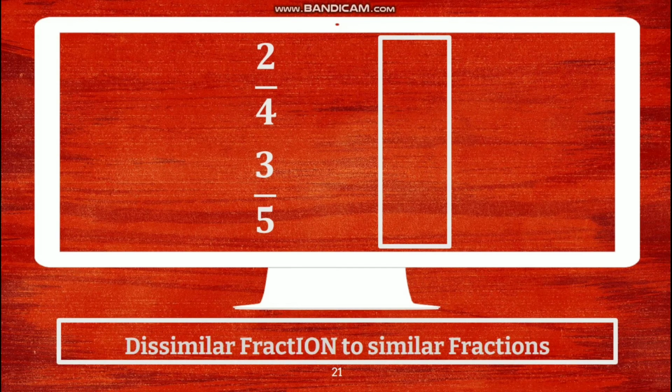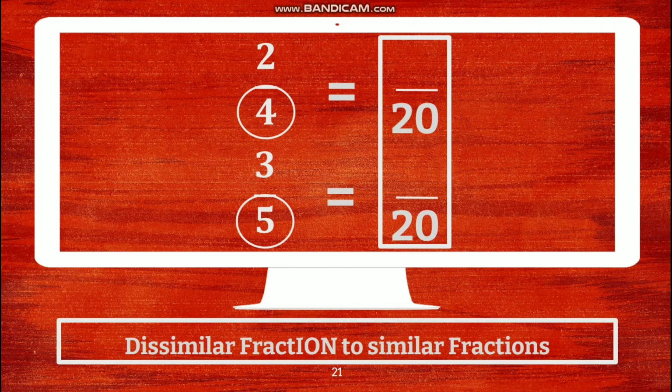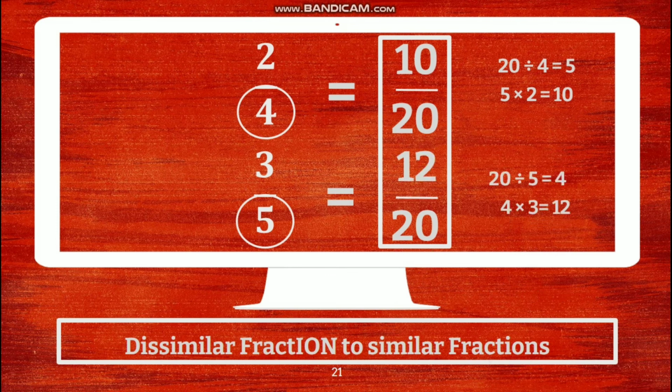Okay, let's have the next example. 2/4 and 3/5. Their LCD is 20. The LCD of 4 and 5 is 20. So let's find the numerator of 2/4. 20 divided by 4 is equal to 5. 5 times 2 is equal to 10. 20 divided by 5 is 4. 4 times 3 is equal to 12. So the similar fractions of 2/4 and 3/5 are 10 over 20 and 12 over 20.